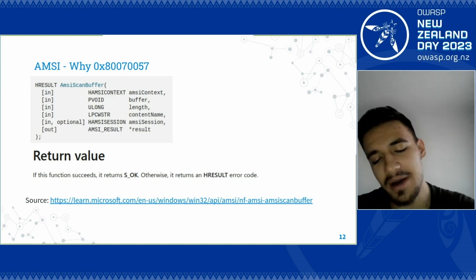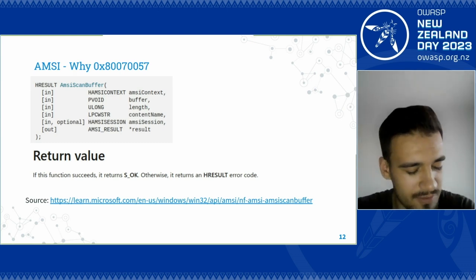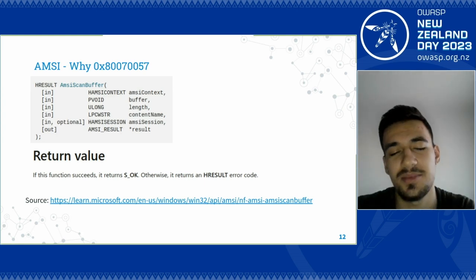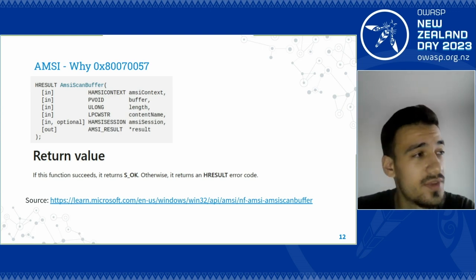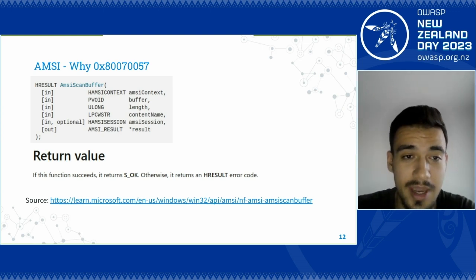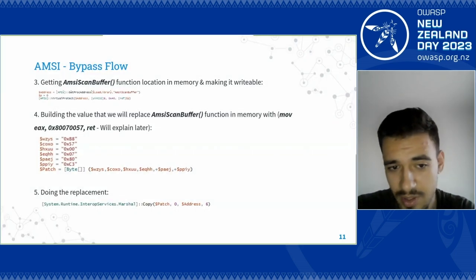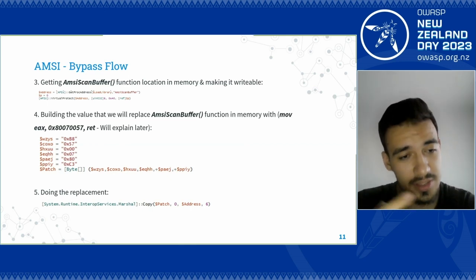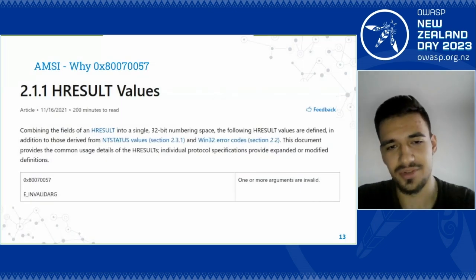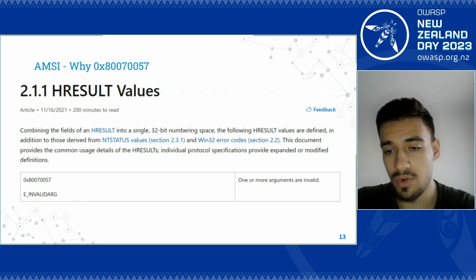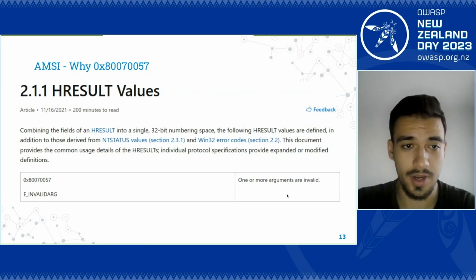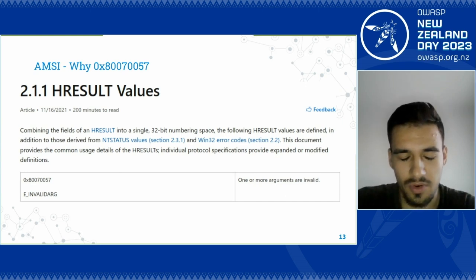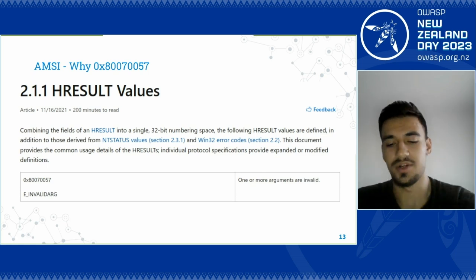So if we manipulate the AmsiScanBuffer function to return an HRESULT error code, we can run any scripts. We can run any scripts regardless if they are malicious or not malicious. And as you may assume, this value that, if we go a slide back, we used to patch the return value of AmsiScanBuffer, is actually an HRESULT error code, and it is the one for "one or more arguments are invalid". And those values can be taken also from Microsoft official documentation, so it's all over the internet.